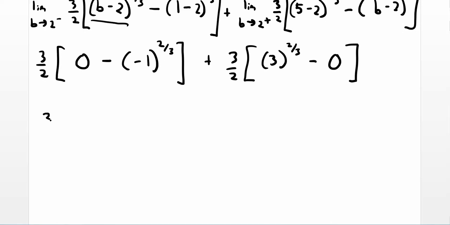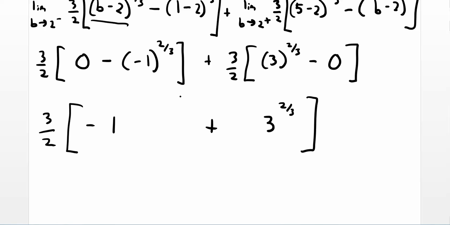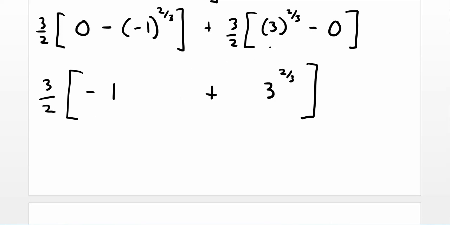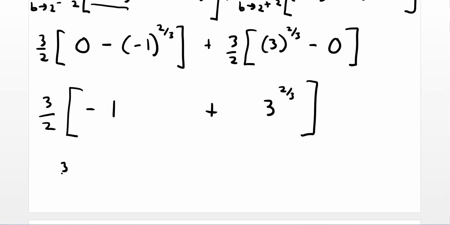We'll factor out this 3/2 from both of these terms. Okay, so negative 1 to the 2/3: negative 1 squared is positive 1, and then positive 1 to the 1/3 is just 1. So this is negative 1 here, plus this is just 3 to the 2/3. There's not much we can do with that. So it looks like our final answer is just 3/2 times (negative 1 plus 3 to the 2/3).